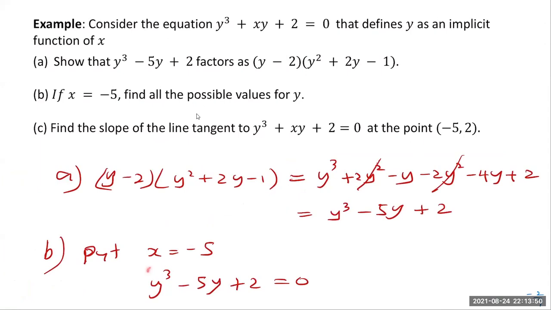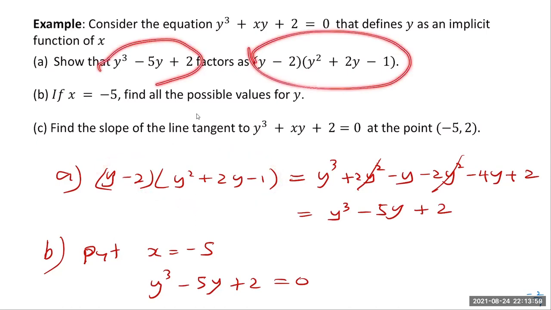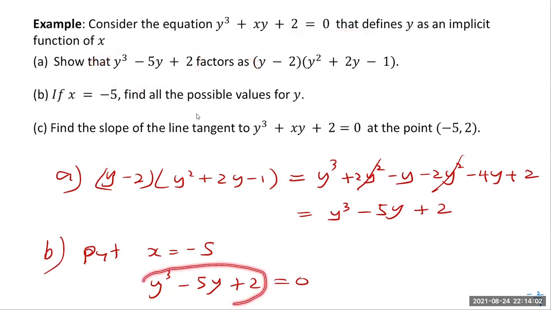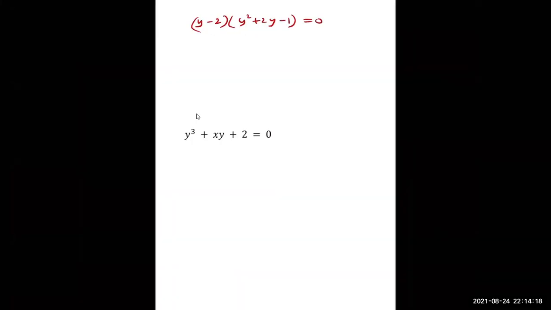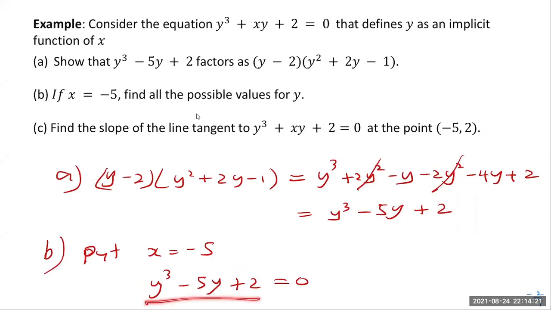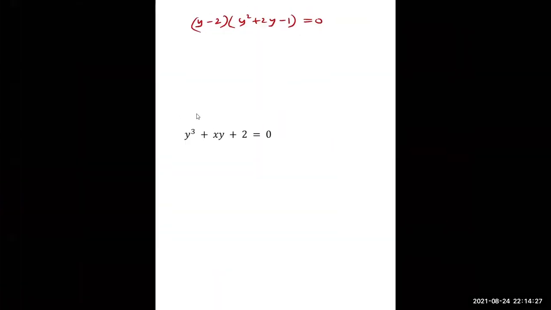Well, you need to find the solutions of this equation. For that, I'm going to use the factorization that I found in the previous step. I know that this is the factorization of this expression. That means this can be factored this way. Okay, so let me do that. That is y minus 2 times y squared plus 2y minus 1 is equal to 0. I just replace this by this factorization. Okay, so now I can easily solve this equation.